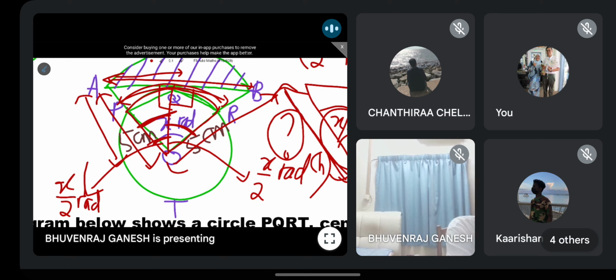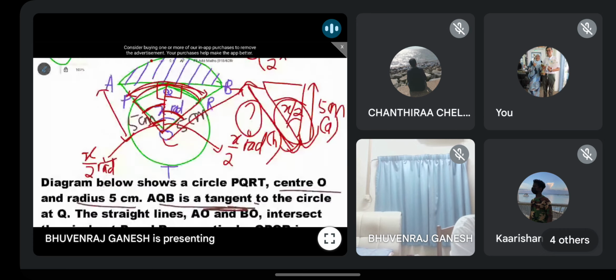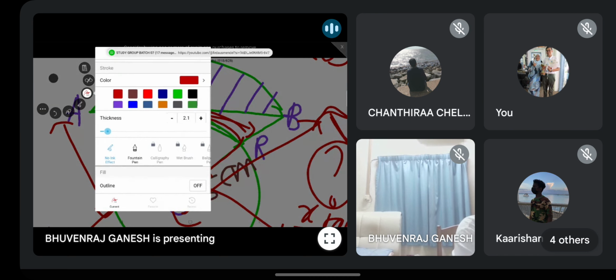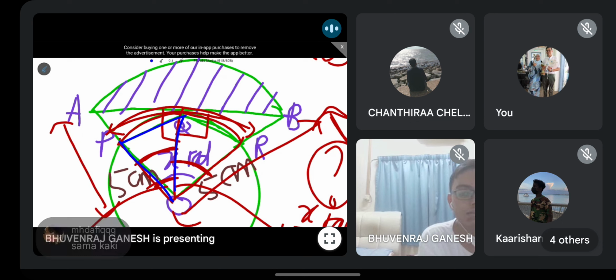Okay, try to look here. Okay guys, let me try to erase this. Okay, so can you all see here guys? Try to focus on this triangle. So guys, if you look at this triangle, what type of triangle is this? See carefully. Yes, isosceles.